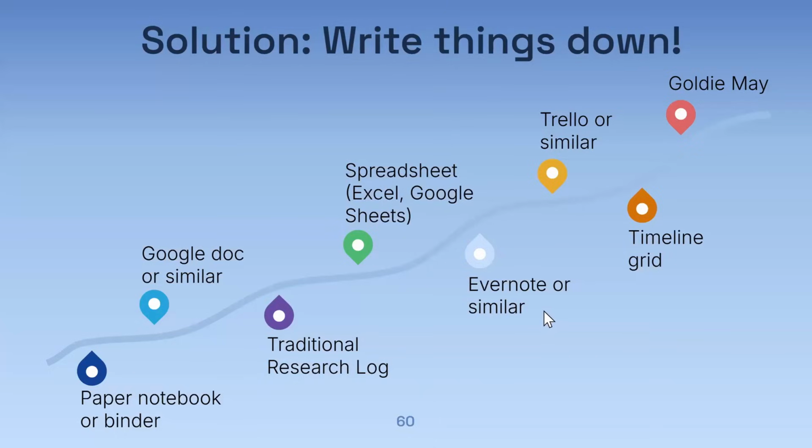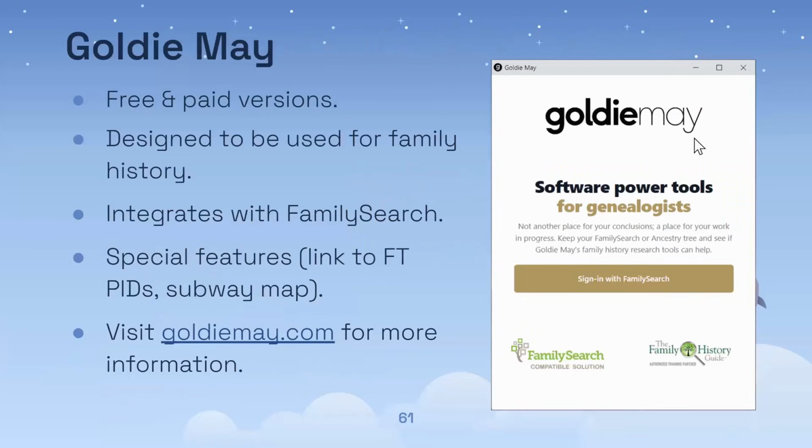I have a professional researcher friend who keeps all her stuff in Evernote and she loves it. You can use Trello. That's kind of an electronic post-it note program where you can arrange post-it notes in columns. You can use a timeline grid, such as we saw when we were troubleshooting this family. You can use a robust program like Goldie May, and I'm a huge fan of Goldie May, so I wanted to talk a little bit more about that in case you haven't used it before.